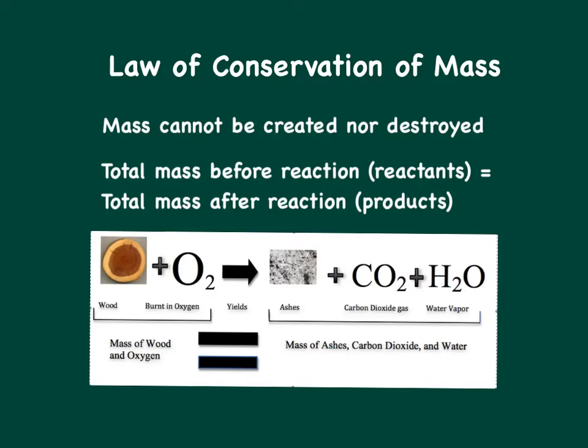In our little picture down here on the bottom, this is an incomplete combustion reaction. If it were a complete combustion reaction, then your only products would be carbon dioxide and water, but this one also has ashes in there. So wood is a hydrocarbon that reacts with oxygen. If you compare the total mass before to the total mass after, the carbon dioxide, the water vapor, and the ashes, then you're going to find out that the mass before equals the mass afterwards.